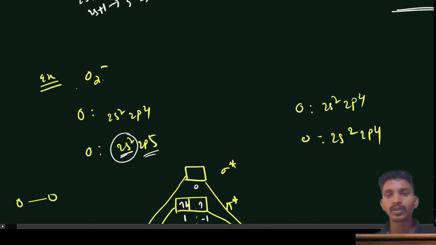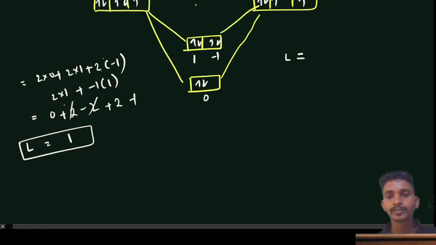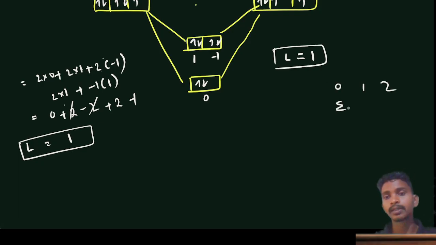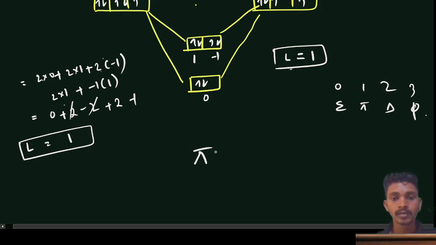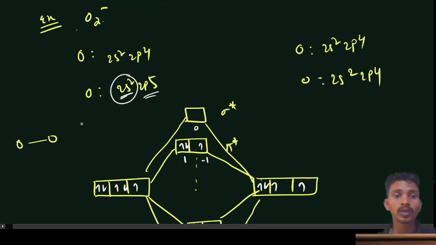So if L value is 1, then we know that 0, 1, 2, this is sigma, this is pi, this is delta, and this is 3, then this value. So whenever this L value is 1, then no positive and negative value will come. Okay, so this pi will come, so positive negative will not be written. So now we'll look, yes, this is centrosymmetric, this is COS is present.